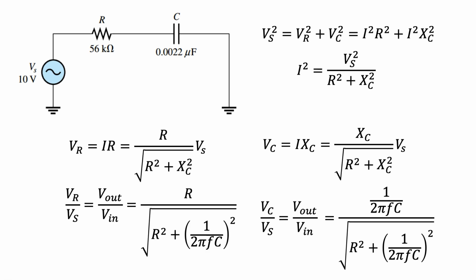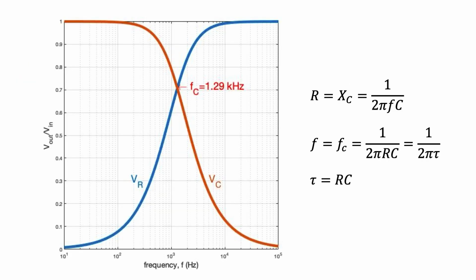Now let's plot V out over V in as a function of the frequency in order to take a look at the frequency responses. Here is the result of graphing the output voltage normalized to the input voltage. Their ratio is called the gain. Unity means the output voltage is equal to the input voltage. VR is the blue line, while VC is the orange line.